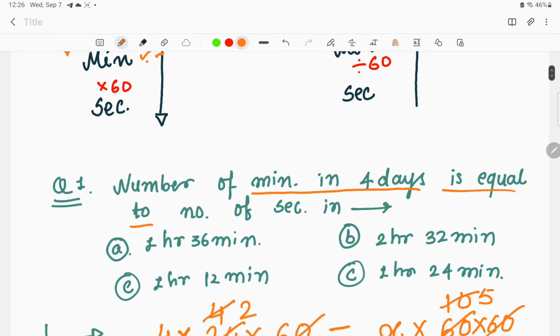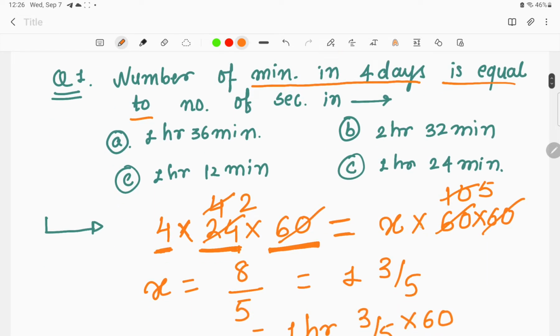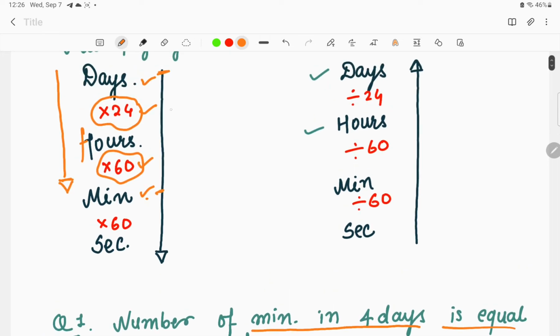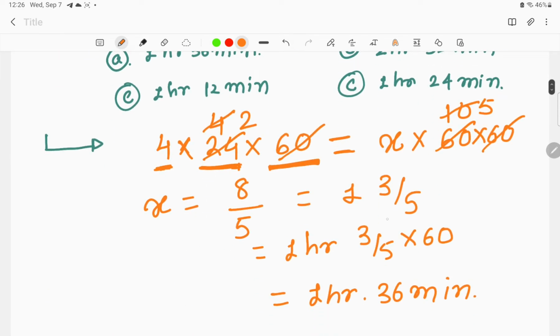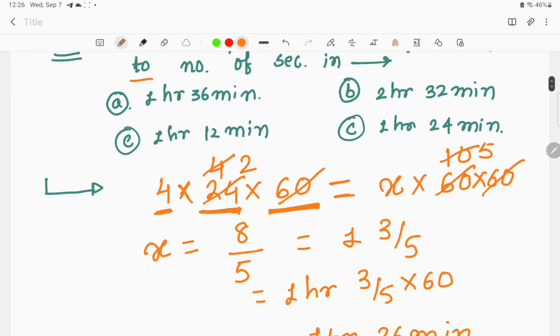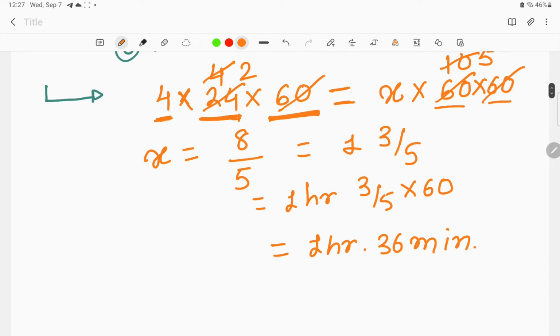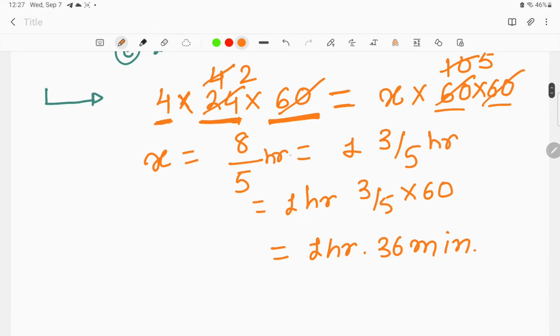This is equivalent to the number of seconds in how many hours, the question asks, right? So we are moving here from hours to seconds. For that we will be multiplying by 60 into 60 again. So the answer to the question will be x into 60 into 60. After calculation we get 1 3 by 5 hours. It means 1 hour plus 3 by 5 into 60 minutes. So the answer to the question will be 1 hour 36 minutes.